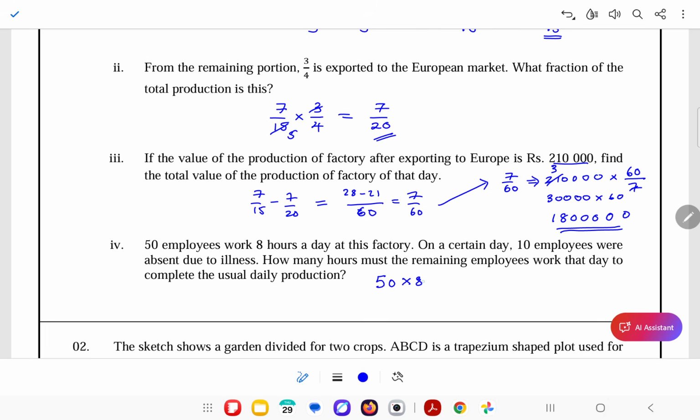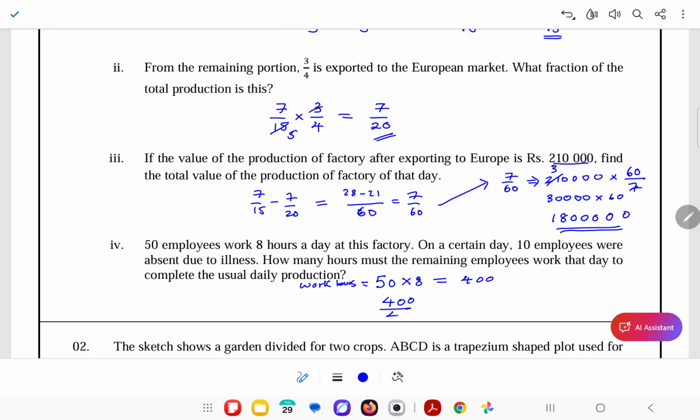So 10 employees were absent. Then total, we know total work hours is 400. 10 employees absent means only 40 are there. So 40 have to work this amount of hours, 400. This is the total work hours, which is 400.